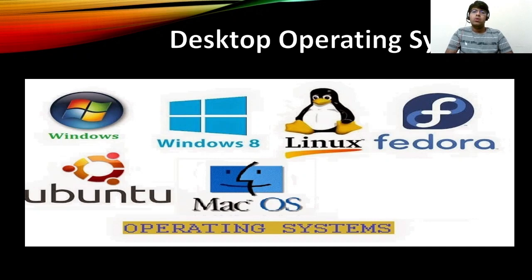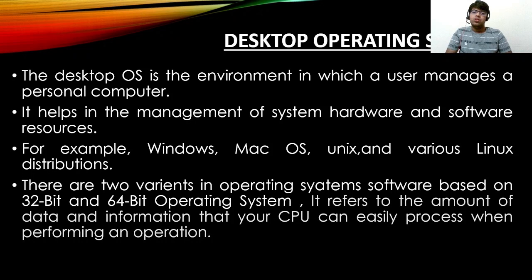Now, talking about desktop operating systems. A desktop OS is an environment where a user manages his or her personal computer, and the desktop OS helps in management of both the system's hardware and software resources. We have many examples of such operating systems, which are Windows, Mac, Unix, Linux, etc.